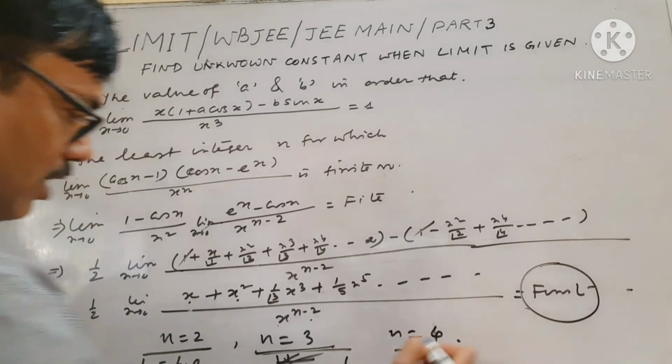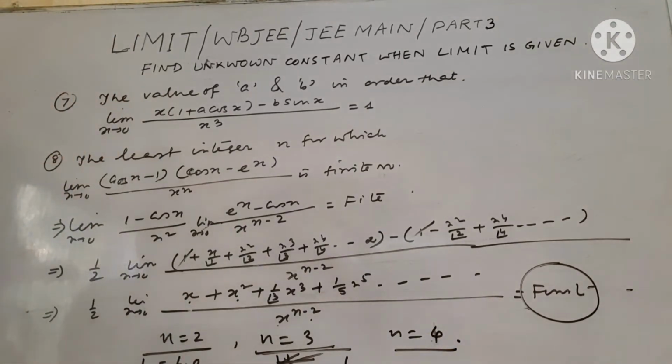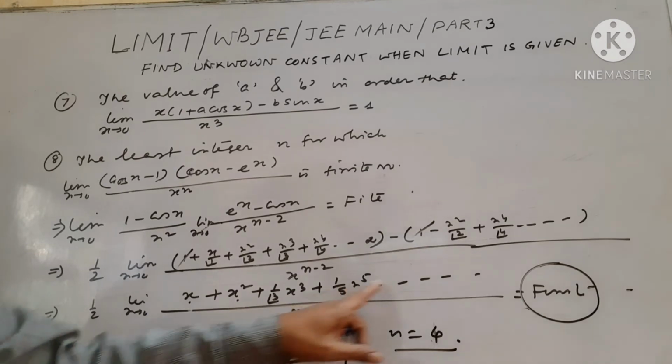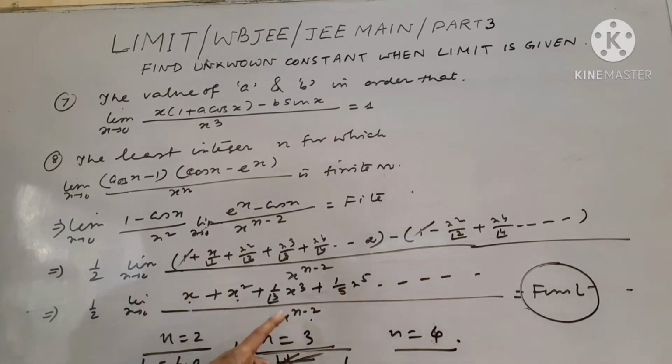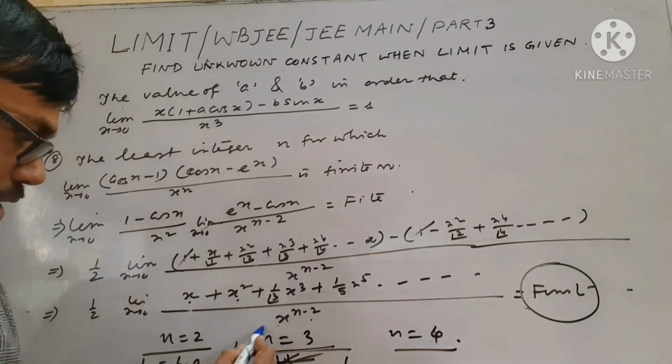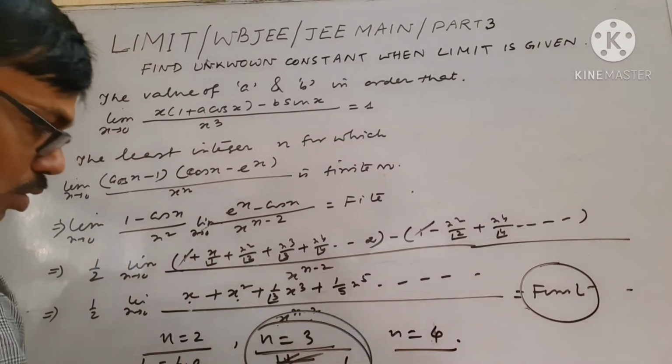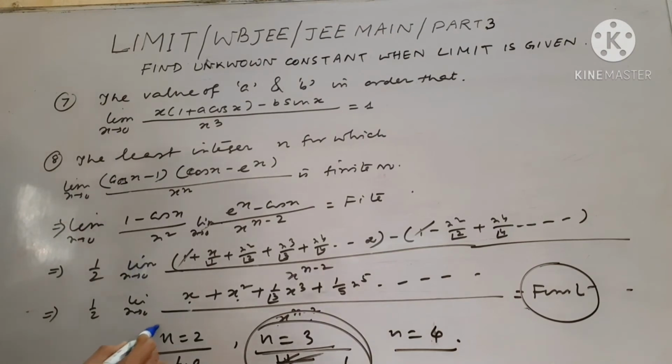This is x square. So this one is finite and this one is 0, but this is undefined. So the value of n is 3 for a non-zero finite number and n equals 2 for 0.